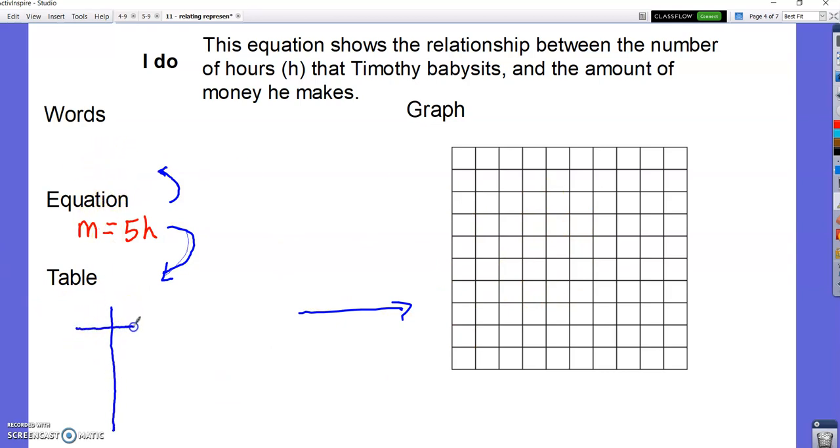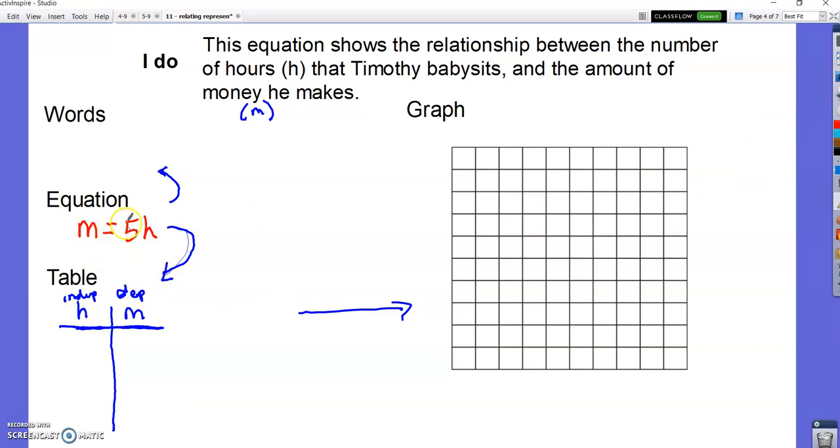So if you remember, when we make the tables, you don't have to do this, but I like to put the independent variable on the left and the dependent variable on the right. That's what you're going to see in the future, so I like to get used to doing that. So let's figure out what's what. Hours and money. Oh, money is M, sorry. So does the number of hours he works depend on the amount of money he makes, or does the amount of money he makes depend on the number of hours he works? That second one sounds better. So money is the dependent variable, and hours is the independent variable.